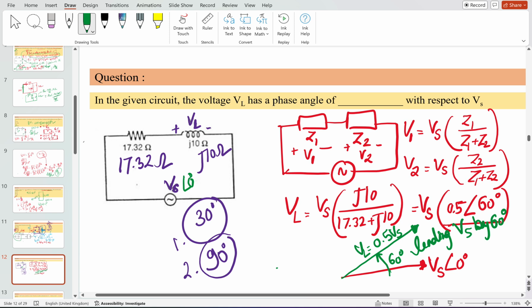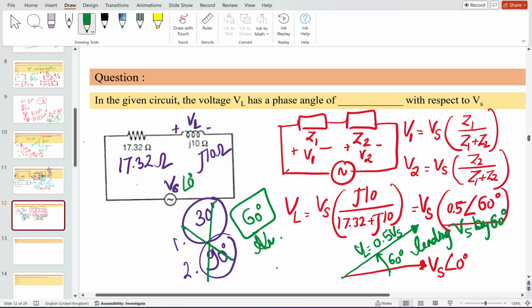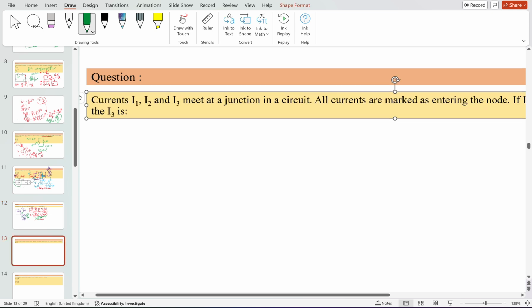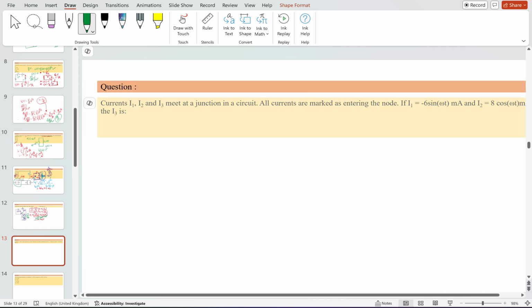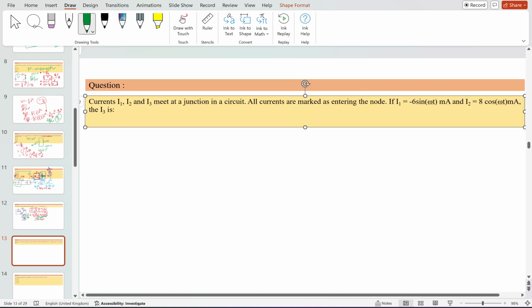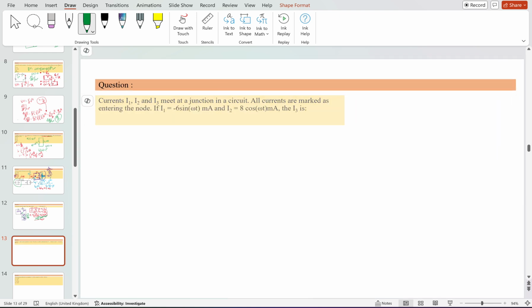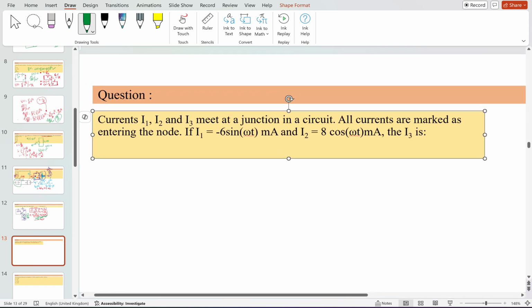Any doubt in this? So the correct answer is 60 degree. Any doubt in this? Okay, then let's move forward. Try to solve this problem. Let me zoom it further. Try to solve this problem.